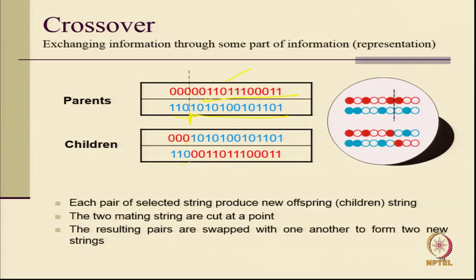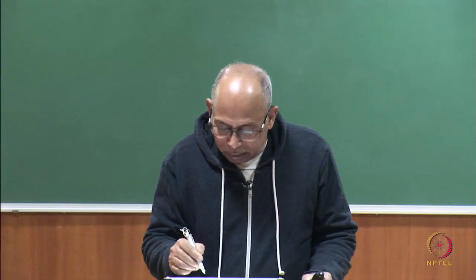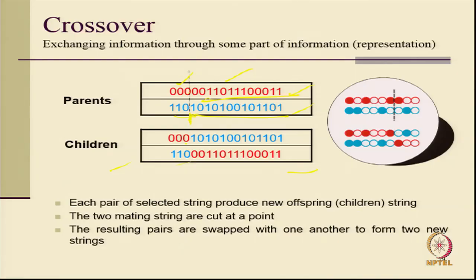Crossover means from the parents you will generate new children. Both are relatively fit, because you have selected that fit population. From there you are doing the crossover, which means the new orientation, the shape I am likely to get, comes only from the fittest ones. So, new children you have got.